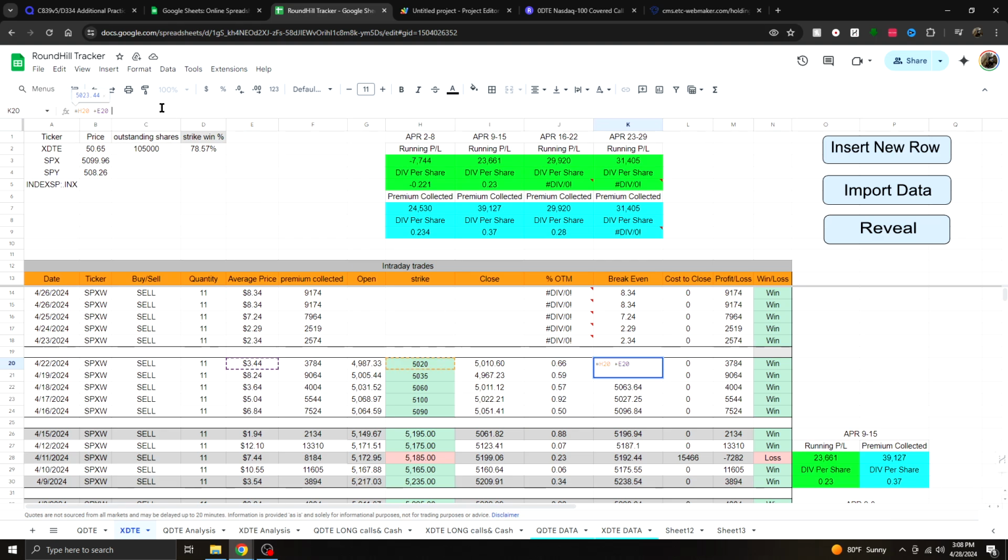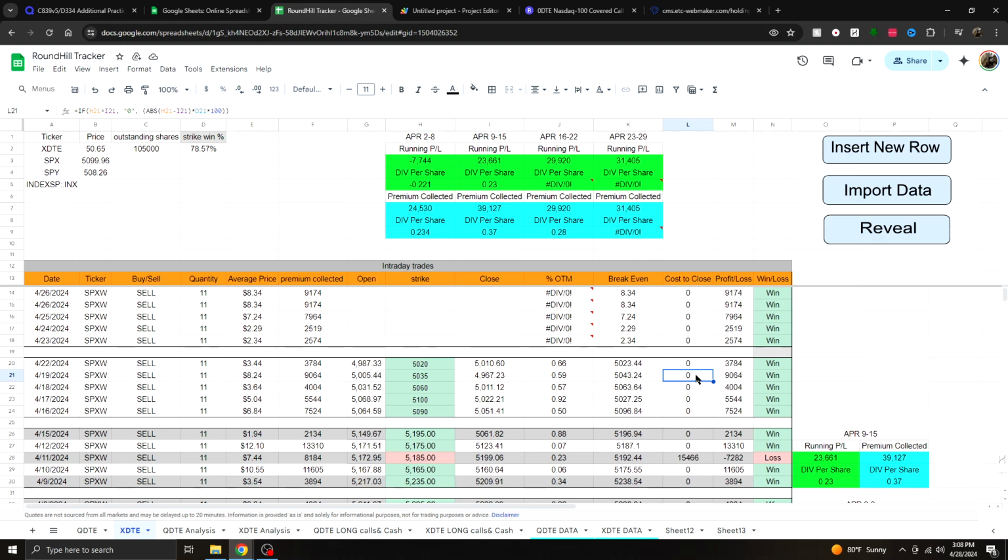Break even is just the strike price plus the average price, and then that will give you your break even. So over here, the break even was 192. If this closed below 192, we still would have been in some level of profit. But since this blew through it by about $8, we had to pay more than what we collected to close this.